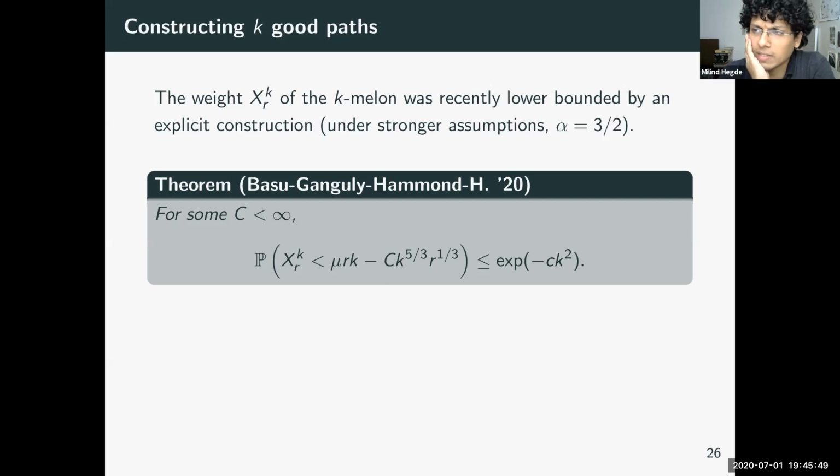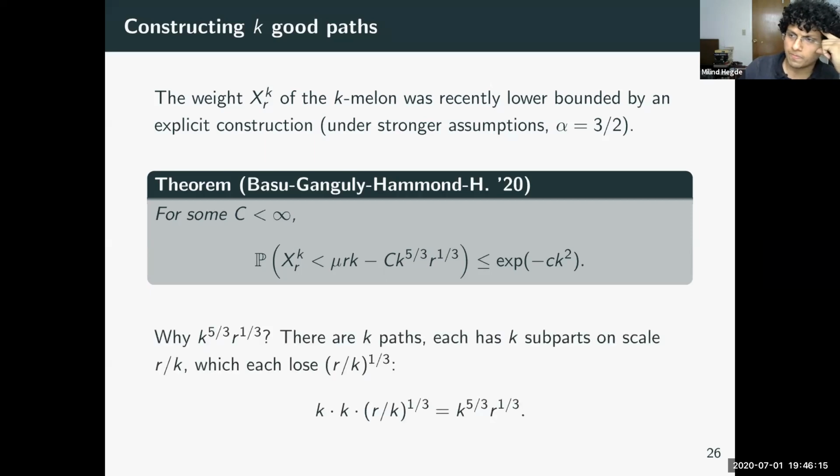So you might think that, well, maybe it should be k over here instead of k to the 5/3. Like if you have one path being small, that's mu r minus c r to the 1/3. If there are k of them, it cannot do worse than k times that, or it cannot do better than k times that. So you might think it should be k over here, but actually the disjointness increases the loss you feel, and you get something smaller.